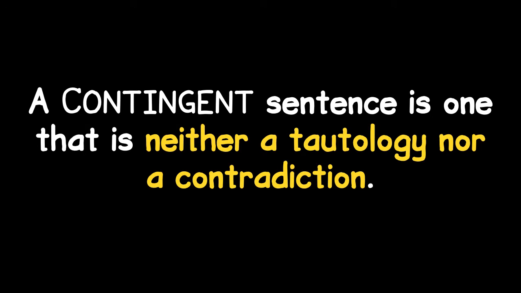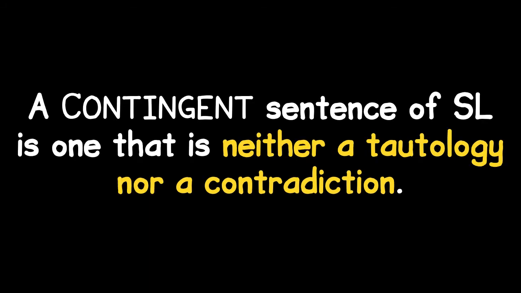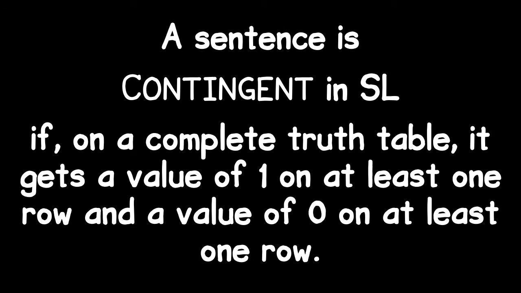Recall that in English, a contingent sentence is one that is neither a tautology nor a contradiction. We can say something similar in SL. A contingent sentence of SL is one that is neither a tautology nor a contradiction of SL. We can show that a sentence isn't a tautology by finding one row where it gets a value of 0. And we can show that it's not a contradiction by finding one row where it gets a value of 1. So we can use truth tables to show contingency too. A sentence is contingent in SL if, on a complete truth table, it gets a value of 1 on at least one row and a value of 0 on at least one row.